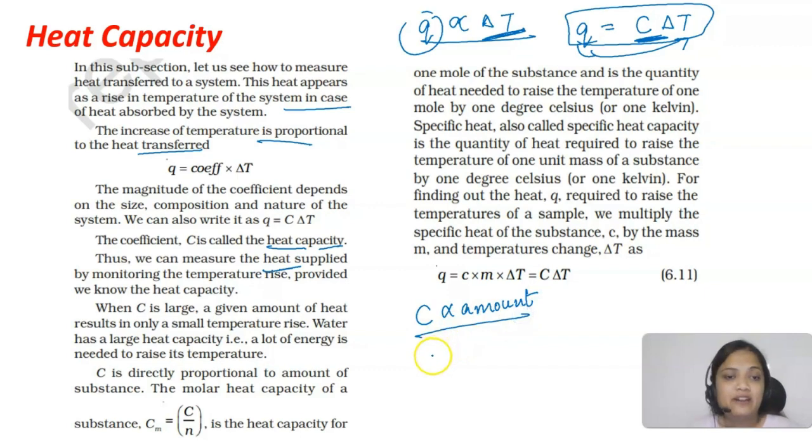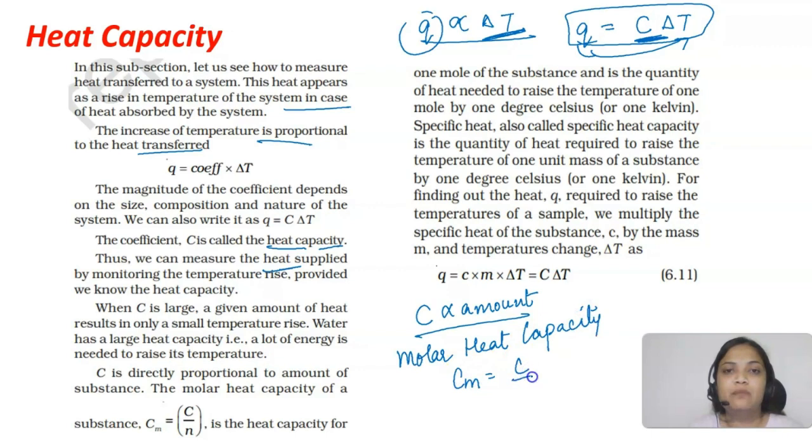So if I have to find out the molar heat capacity, for 1 mole, it will be denoted by Cm, that is C upon n, the heat capacity of 1 mole of any substance. Try to understand these terms. These are the basics that we are learning. So for this molar heat capacity, you need to know the definition. It is the quantity of heat needed to raise the temperature of 1 mole of a substance by 1 degree Celsius or 1 Kelvin. So this is molar heat capacity.